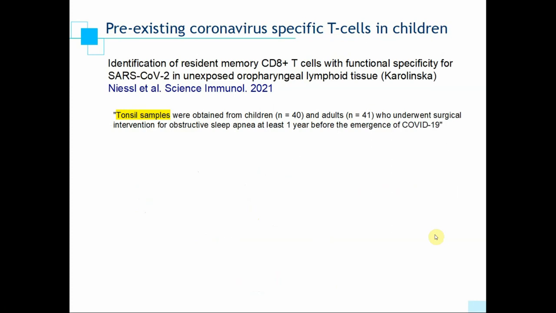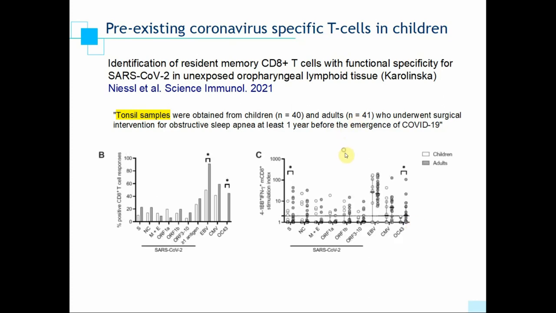So, maybe children have got more of these T cells around and that's why they're more resistant. So this was tested in a paper from a bit earlier this year, and they had tonsil and PBMC samples from children and adults sampled before the pandemic, okay? So just very briefly here, this is the percentage of positives they found against different viruses and different parts of the different proteins and virus genome. These are the percentage of positives.